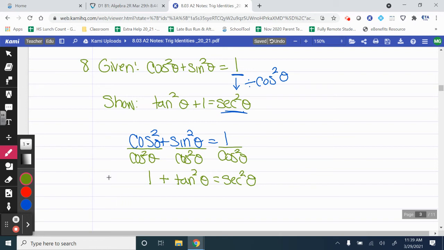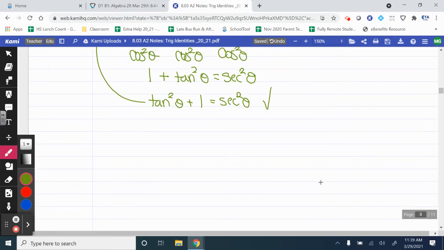And if we look at our show, it's the same thing. It's just using the commutative property. We can use addition is commutative to rewrite it exactly the same. And we've showed that last one. Okay, so dividing everything by cosine squared in our Pythagorean identity gives us another Pythagorean identity, which is tan squared plus 1 equals secant squared.